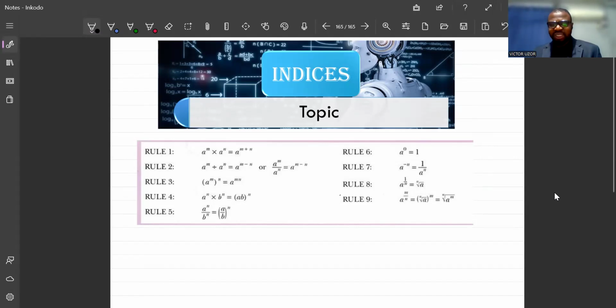So today we are going to be looking at indices, and we're going to be looking at the laws of indices. I've already listed 9 laws of indices here, and we are going to be talking about them one after the other.